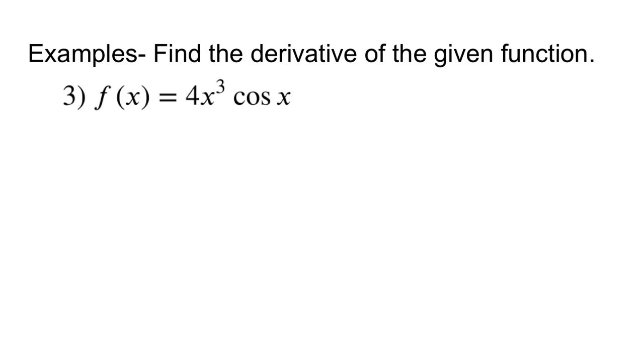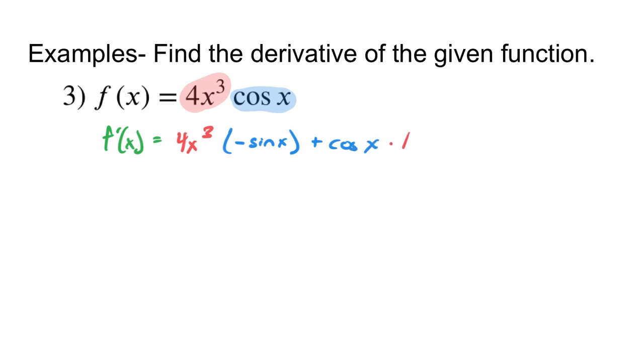Okay, so again, you will see you have two functions, 4x to the third power and the cosine of x. So as we calculate the derivative, we will again do the first times the derivative of the second. Remember, the derivative of cosine is negative sine of x. Don't forget that. Plus the second times the derivative of the first, which is 12x squared.